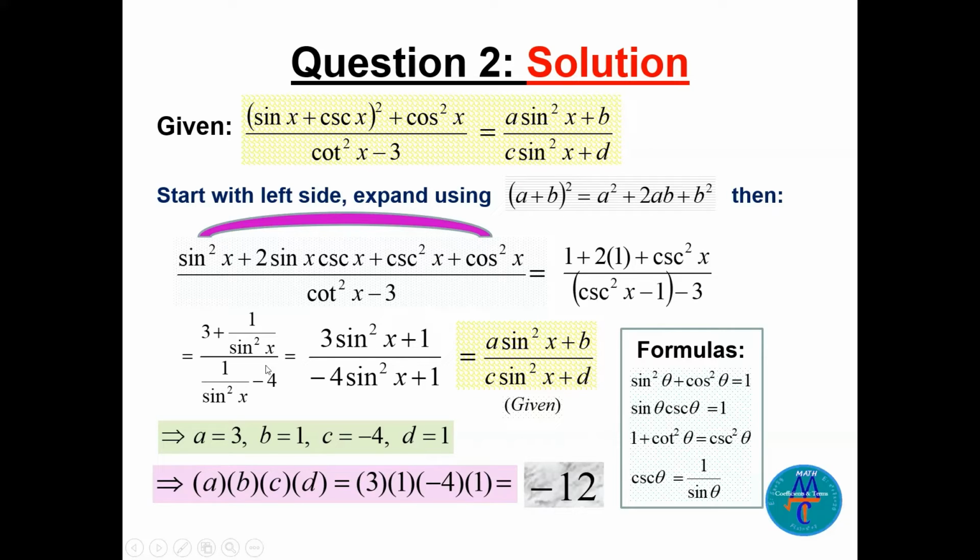Now cosecant squared is 1 over sine squared of x. So here you find the LCD. 3 sine squared of x plus 1 over sine squared of x. Also the same here, 1 minus 4 sine squared of x over sine squared of x. Then you cancel sine squared of x. So rearrange the equation. Now you have 3, this is like a. Sine squared of x plus b is 1, and then minus 4 is this c, and d is plus 1. So when you multiply a, b, c, d, you get minus 12.